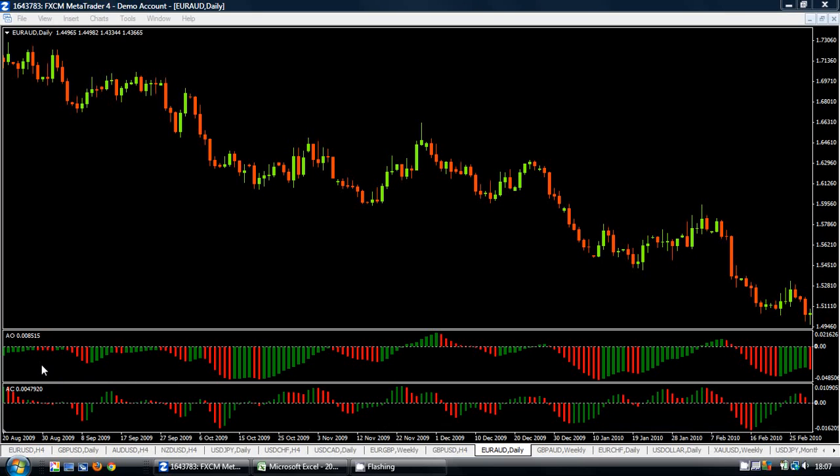So we've got a chart on the screen in front of us, and at the bottom of this chart we have an example of the awesome oscillator, or AO, and below this we have an example of the acceleration deceleration indicator, or AC.